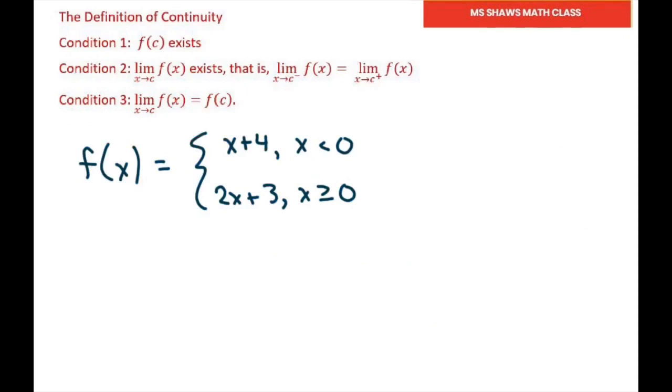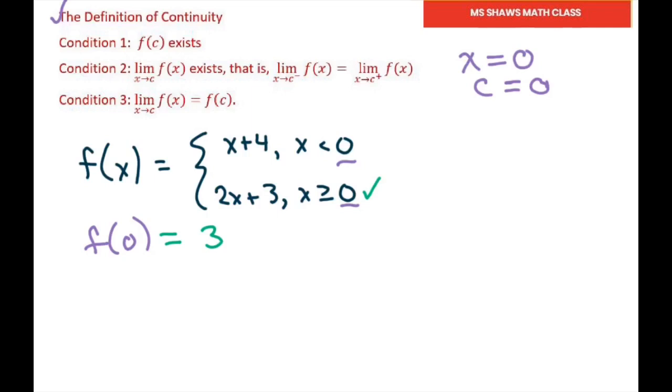So the first thing we do is test for continuity. We want to know what's going on around 0. So we're testing x equals 0, and we're seeing if it's continuous there. That means our c is 0. Is it continuous at 0? So we're going to plug in f of 0. We have to plug it into this portion. So f of 0 is going to equal 2 times 0 plus 3, which is 3. It does exist. We do have a value. So condition 1 does exist.